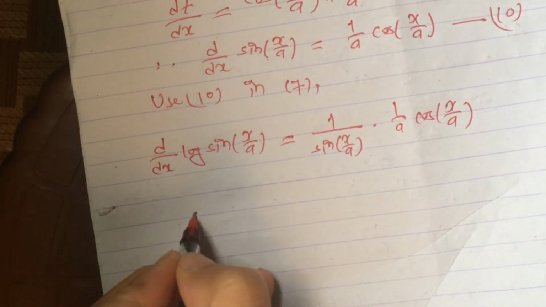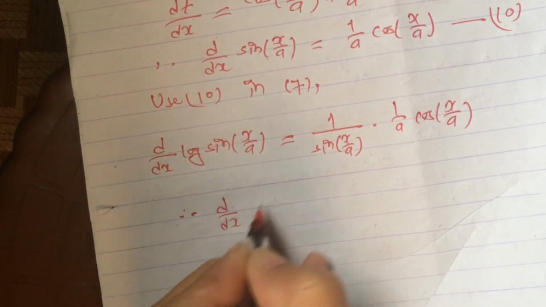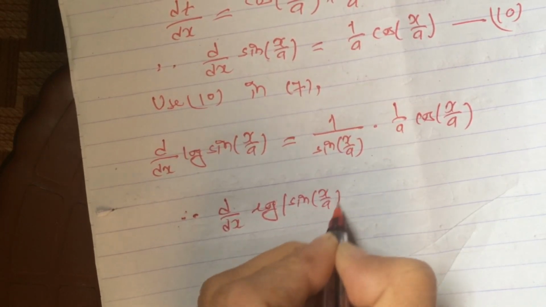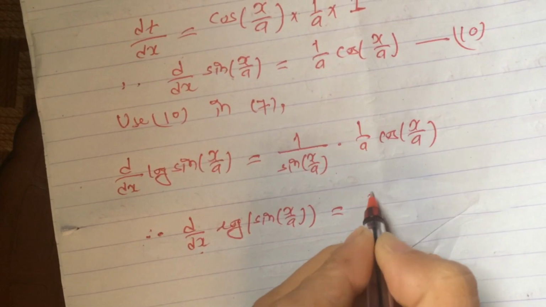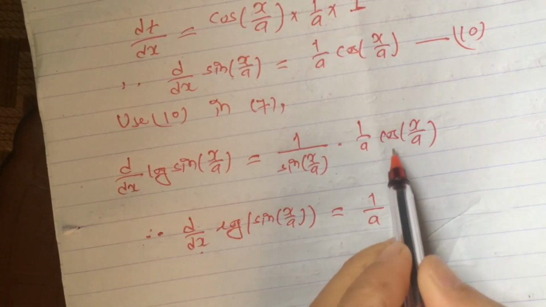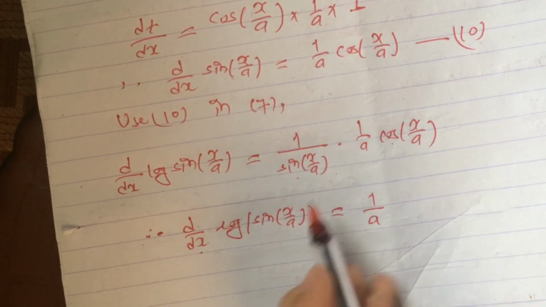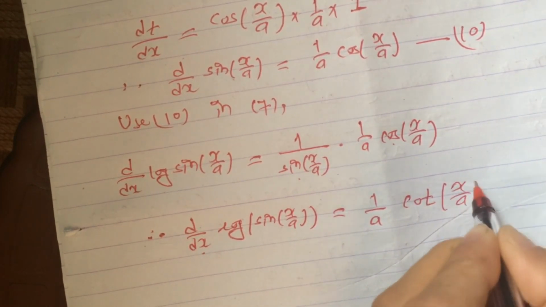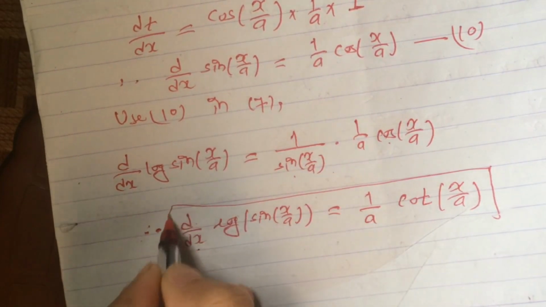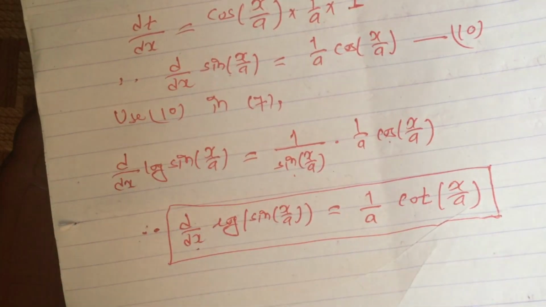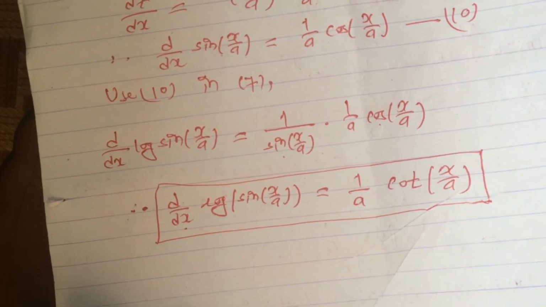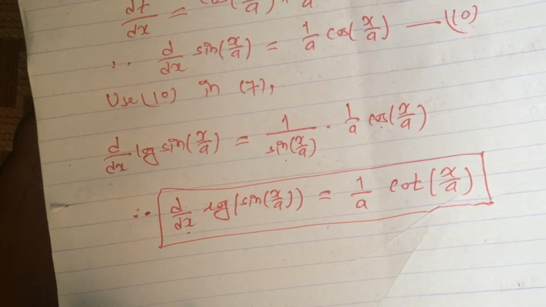So the derivative of log sine x by a with respect to x is equal to nothing but 1 by a, and this is cos, this is sine x by a, so cos by sine is cot x by a. This is the derivative of the function log sine x by a. In this way you can find the derivative of the given function log sine x by a, which becomes 1 by a cot x by a.